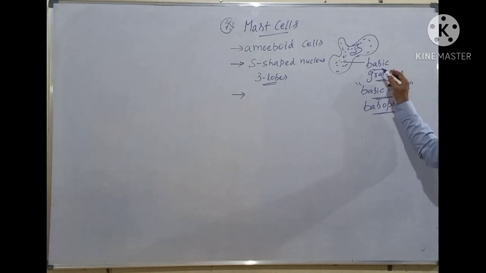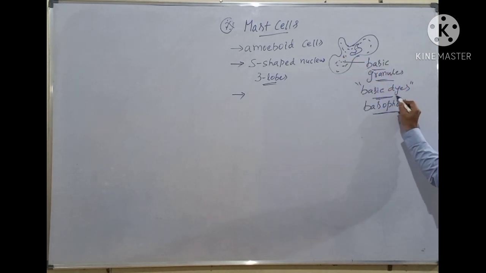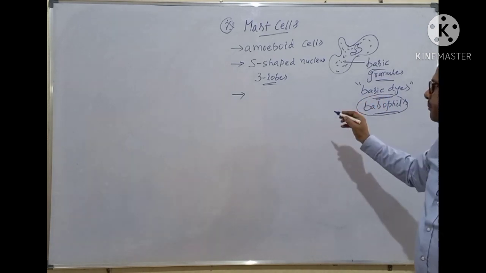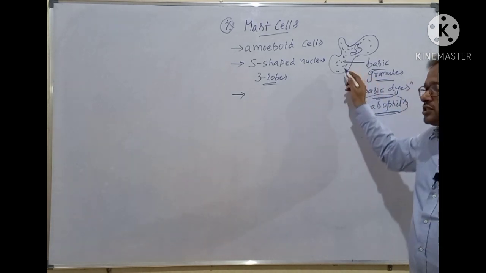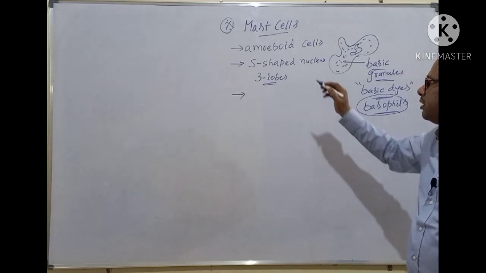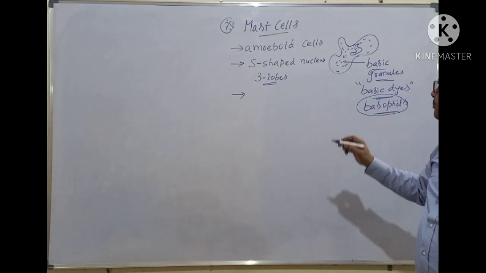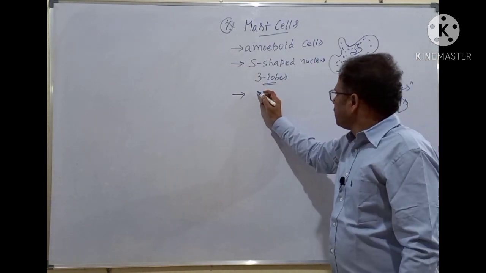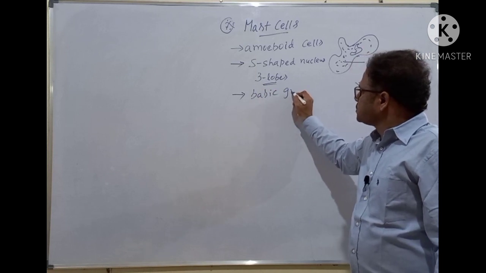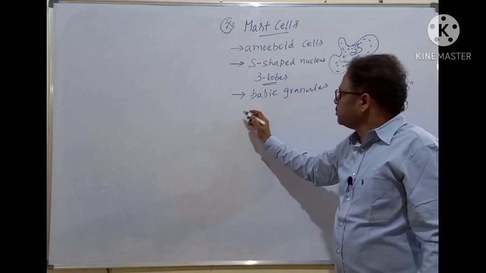So what's the bottom line here? The mast cells are very much like basophils. Clear? Not only with respect to structure but also function. Many functional similarities are there between the mast cells and the basophils. So cytoplasmic granules are there. They are nothing but basic granules. Third point, they contain the basic granules.